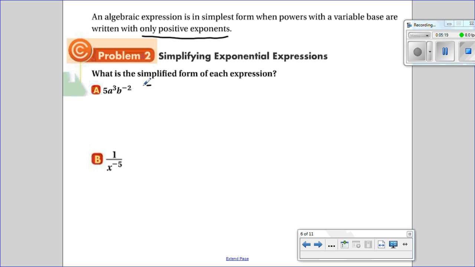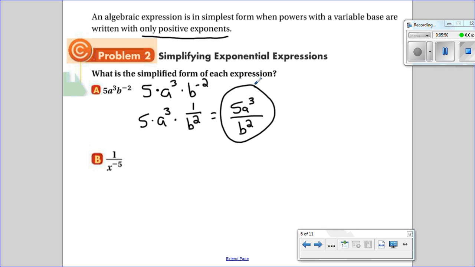So what this actually is like is 5 times, I'm going to use just a dot so it doesn't get thought of as an x, 5 times a to the third times b to the negative 2. If I said just rewrite this part, you would rewrite it as 1 over b squared. So what we now have is 5 times a to the third times 1 over b squared. And if you simplify that, you still have 5 times a to the third, but it's now over b squared. And that is the simplified version.